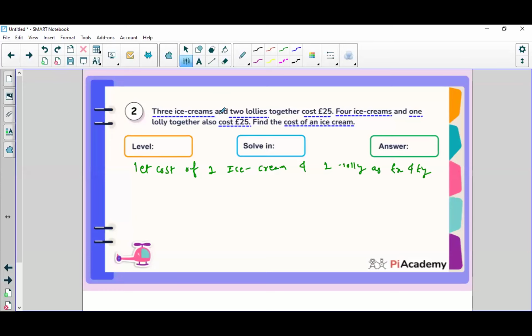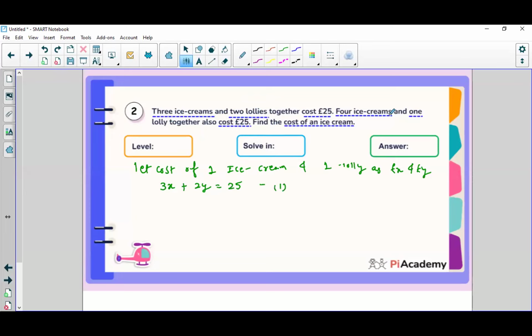It's saying 3 ice creams. So if the cost for 1 ice cream is X pounds, what would be the cost for 3 ice creams? That would be 3X pounds. And if the cost for 1 lolly is Y pounds, what should be the cost for 2 lollies? That should be 2Y pounds. And if I'm adding 3x plus 2y, the total is giving 25 pounds. Correct, guys? It is giving me total 3x plus 2y equals 25 pounds. Okay, now this is my equation number 1.